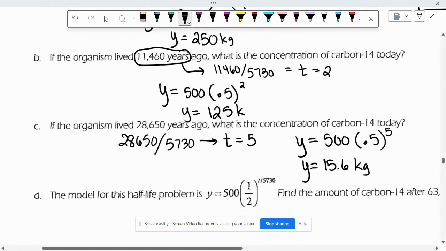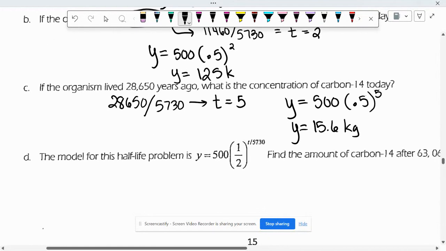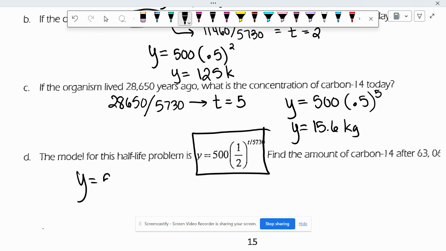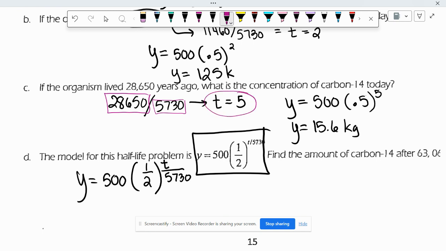So it says the model, the equation for this problem, can be written as Y equals 500 times 1/2, which is the same thing as 0.5, and your time, whatever your time is going to be, divided by 5,730. Well, that's what we've been doing. We've been dividing whatever time by 5,730 to get our time cycles.